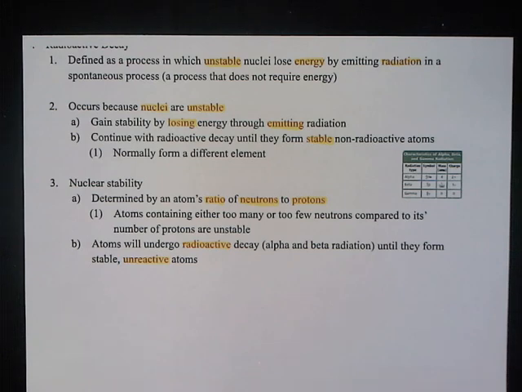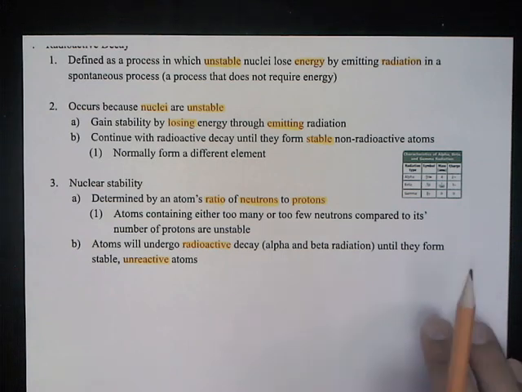Now, what happens is that a nucleus or an atom is going to want to be stable. So they're going to break down and break down and break down until they find a relatively stable form. And that's what we're looking for. That's why atoms emit that radiation. They're trying to give off that energy to get down to a stable atom. They want a stable proton to neutron ratio.